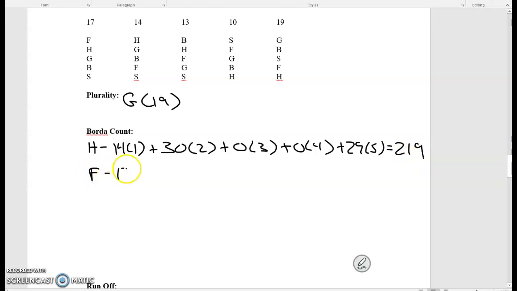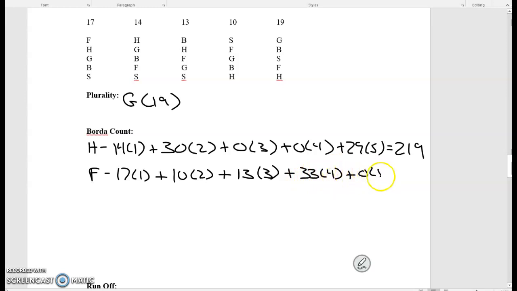F, 17 first place votes, 10 second place votes, 13 third place votes, 33 fourth place votes, and 0 fifth place votes. So if we're looking at that one, okay, the letter F is in first place in the first column, it's in second place in the fourth column, it's in third place in the middle column. In 14 and 19, those two columns add up to 33. It's got 33 fourth place votes. It does not appear in the fifth column, so 0 fifth place votes. So a final score of 208.